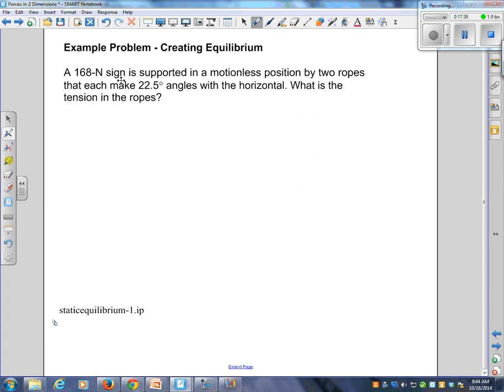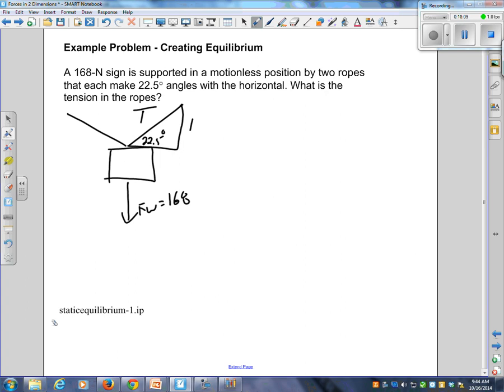A 168 newton sign is supported in a motionless position by two ropes, as shown, which I don't have the diagram for. Well, I'll draw it. The ropes each make 22.5 degree angles with the horizontal. What is the tension in the ropes? So let's just draw this here, and then I'll see if you can do it. The weight force is 168 newtons, the angle is 22.5 degrees, and this is tension T. I'll let you draw that.